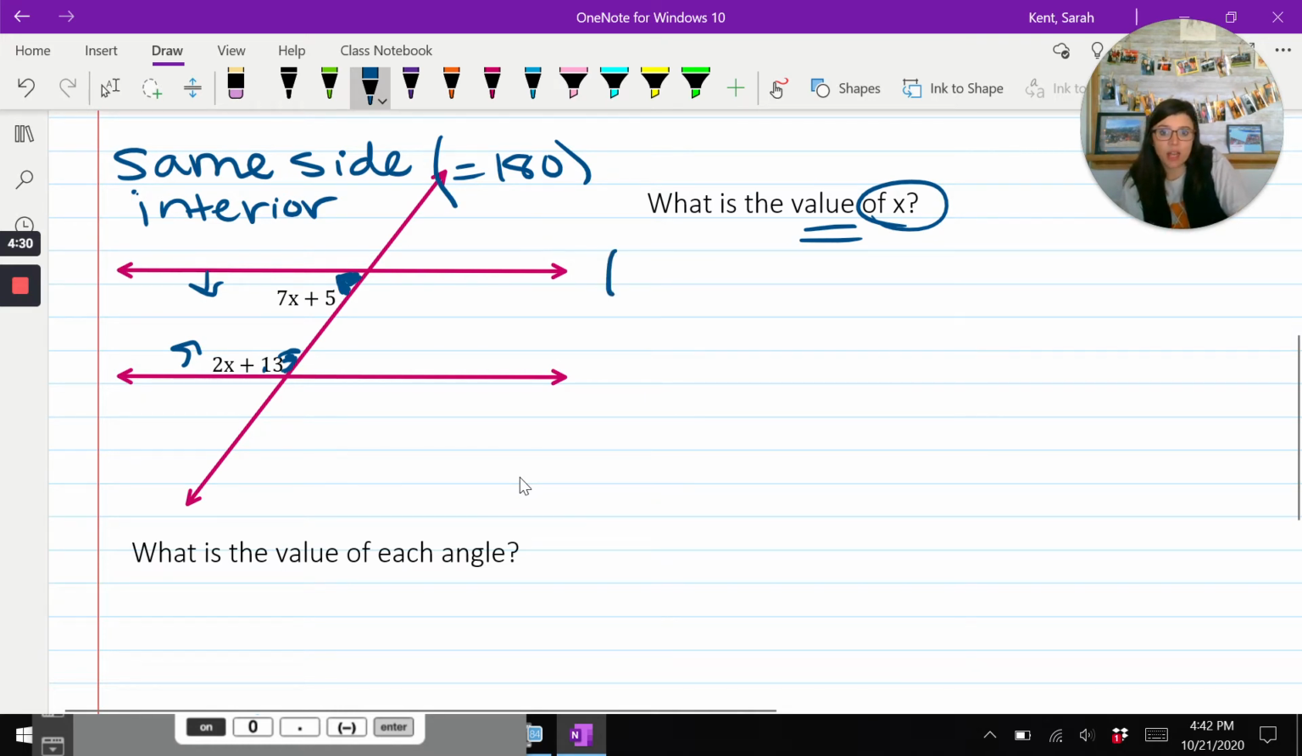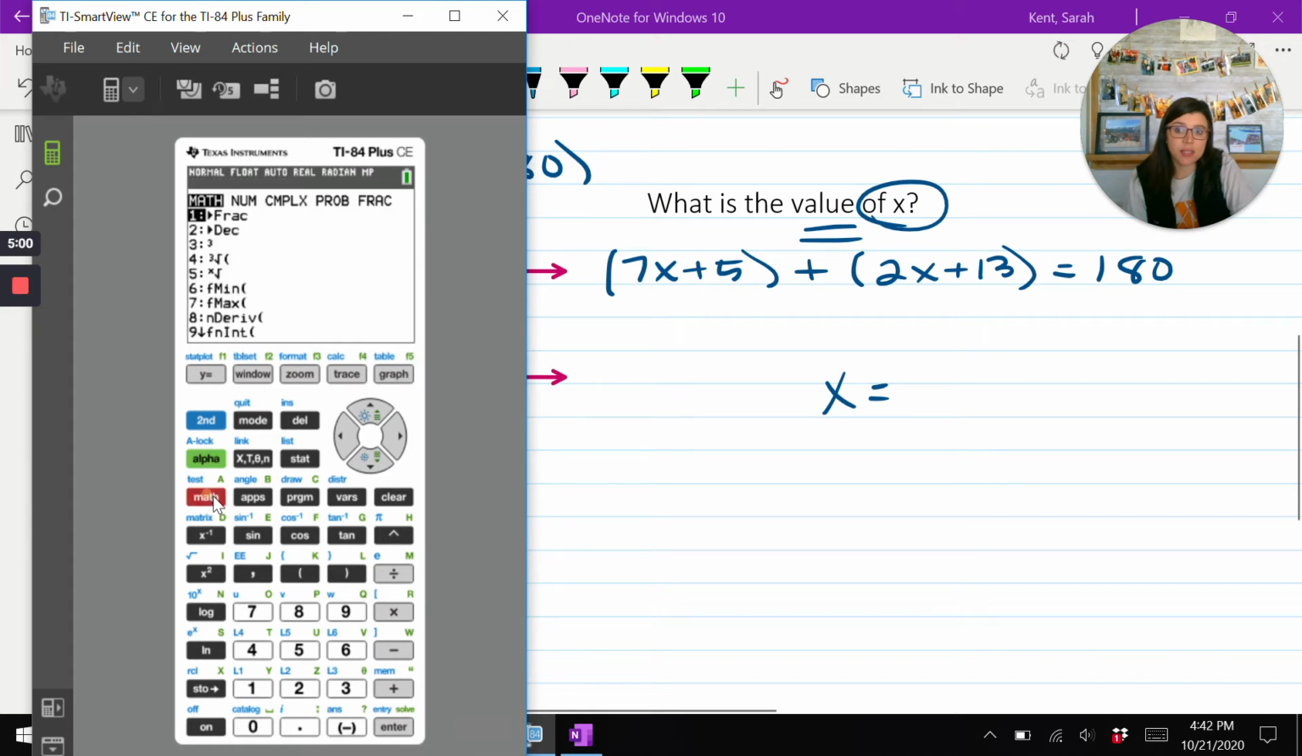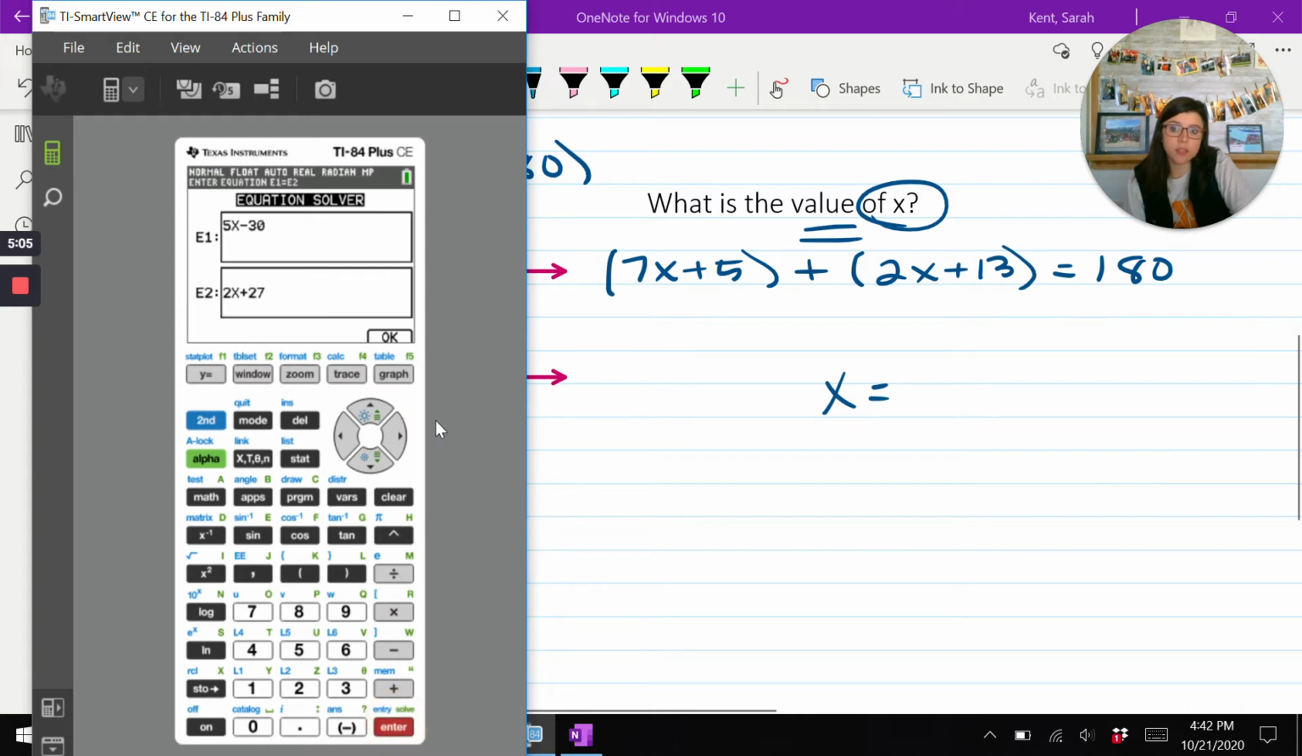So what that'll look like is I'm going to take the first angle, 7x plus 5, and I'm going to add this angle down here, 2x plus 13, and that will equal 180 together. So again, first we want the value of x. So I can go back to my calculator, and again, I can press Math, go up and enter to get the numeric solver.